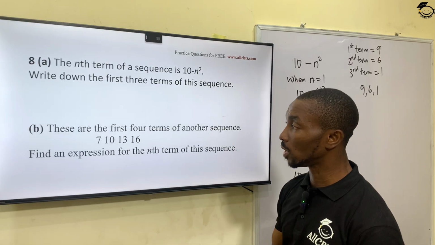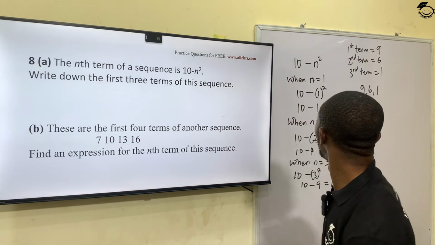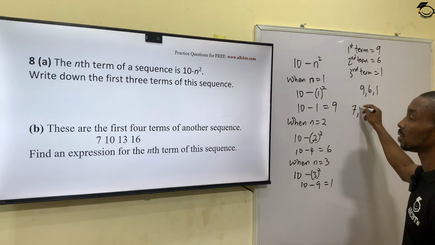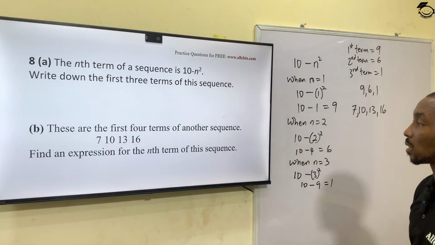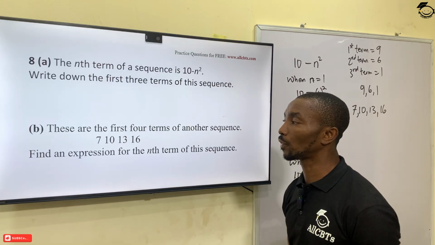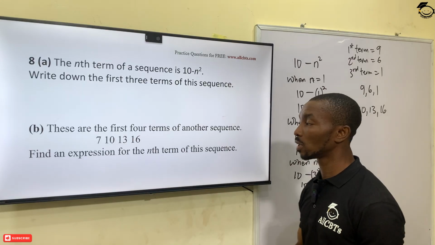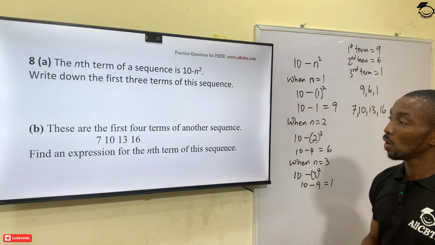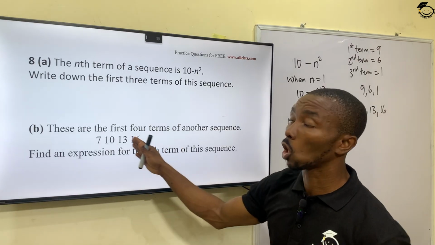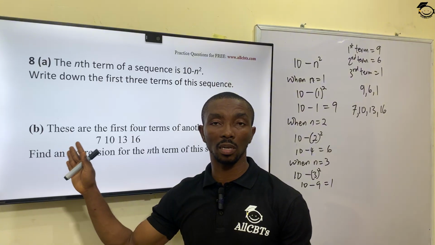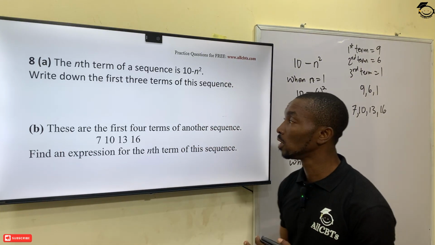Now to the next question. It says, these are the first 4 terms of another sequence: 7, 10, 13, and 16. Find an expression for the nth term of this sequence. In order to find it, first we need to understand the common difference in our sequence, and we would also apply the general formula for finding a sequence.